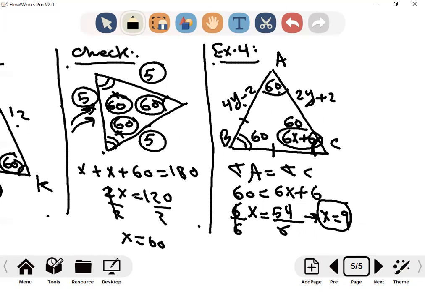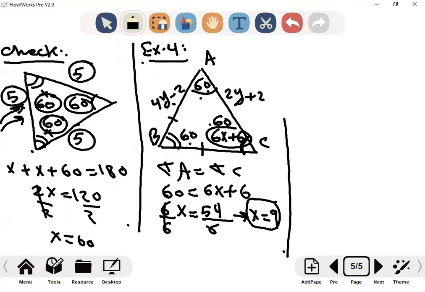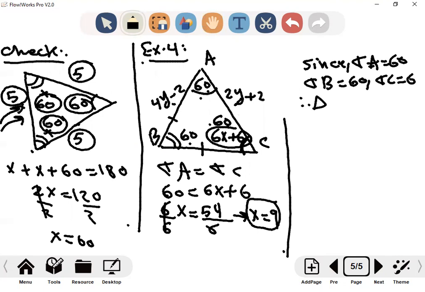If the three angles are 60, then the three sides are equal. So now I can say that AB is equal to what? Because I get that the three angles are equal. If the three angles are equal, the three sides are equal. Done? So since angle A equals 60, angle B equals 60, angle C equals 60, then the triangle ABC is equilateral. And if the triangle is equilateral, then the three sides are equal.